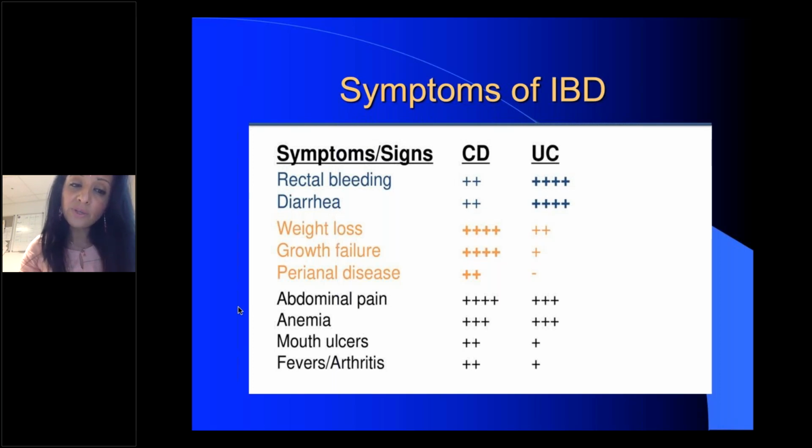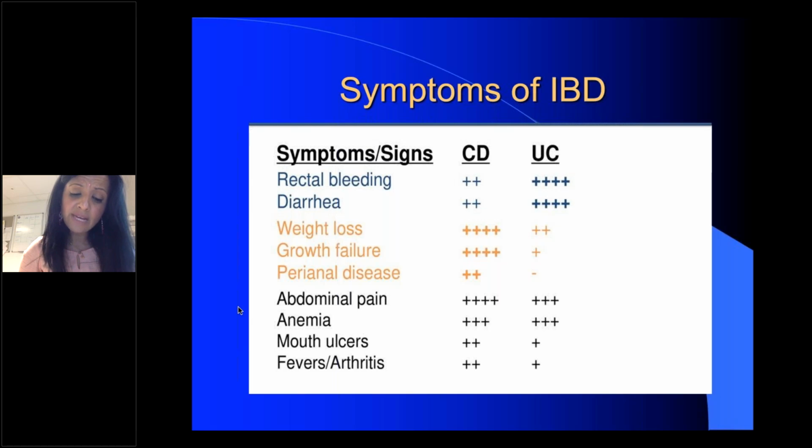You can also have children with growth failure and weight loss. Again, this tends to be more commonly seen in Crohn's disease as opposed to ulcerative colitis, but a very severe ulcerative colitis patient can also have both of these. A real differentiating factor is the presence of perianal disease. We don't see this in ulcerative colitis because it is a condition limited to the large colon, whereas in Crohn's disease, you will see this.